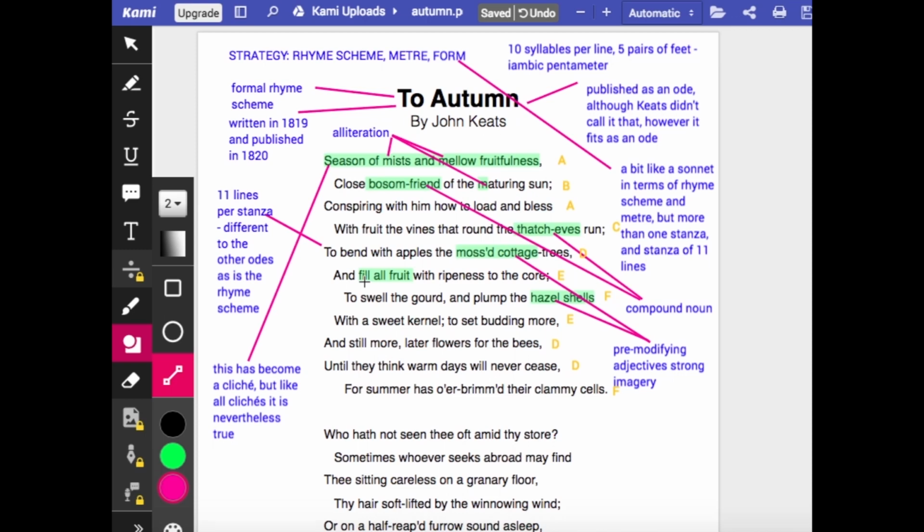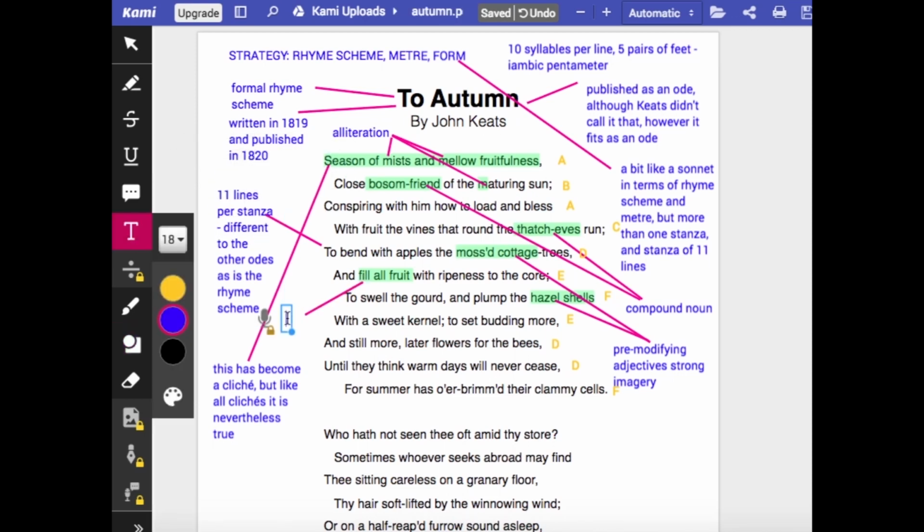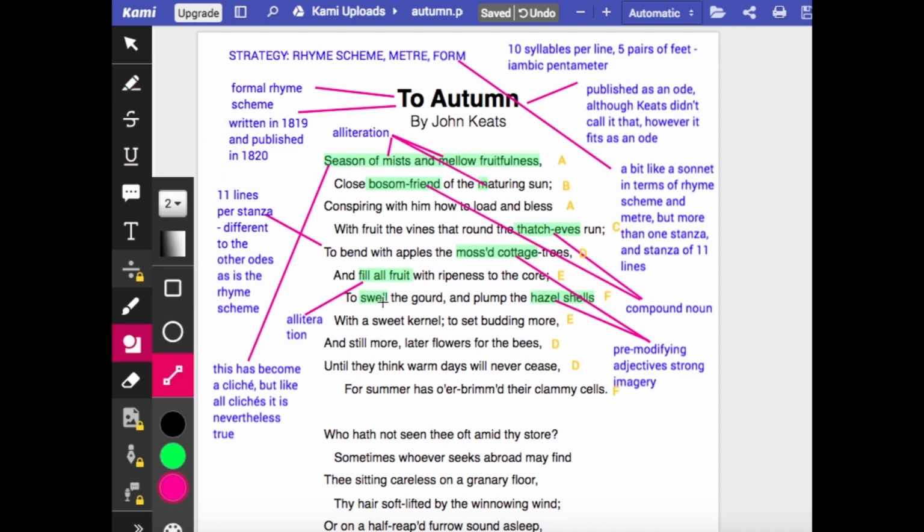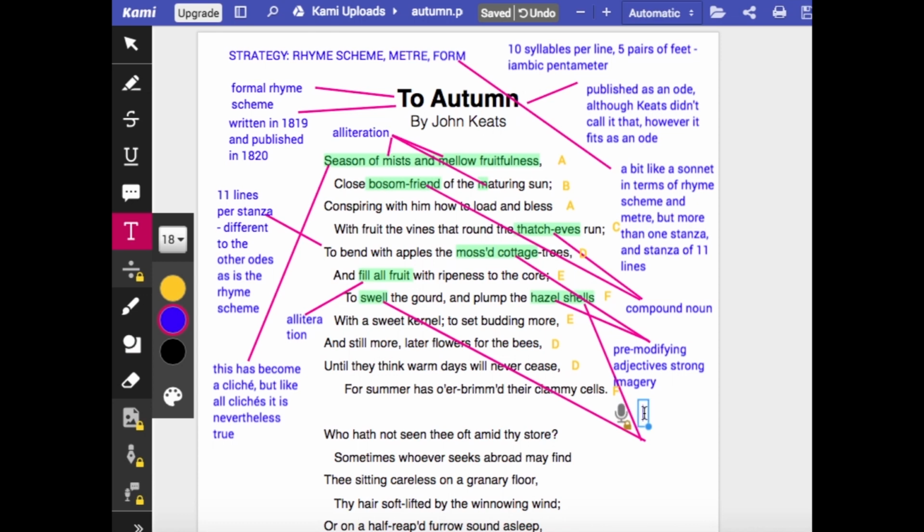And there's a little bit more alliteration here: fill all fruit. And there's a little bit of internal rhyme in to swell the gourd and plump the hazel shells. You've got swell and shell, which just carries on this sense of rhythm, this sense of alliteration. Everything links really to make a complete feeling of mellow mists, or mists and mellow fruitfulness.